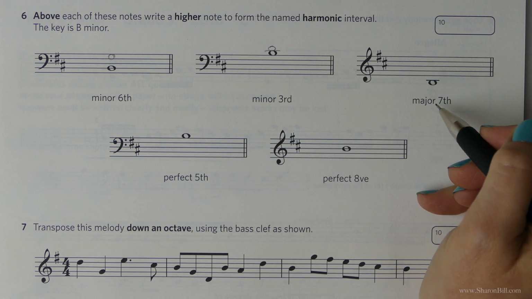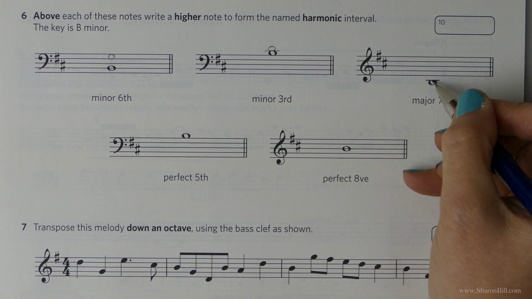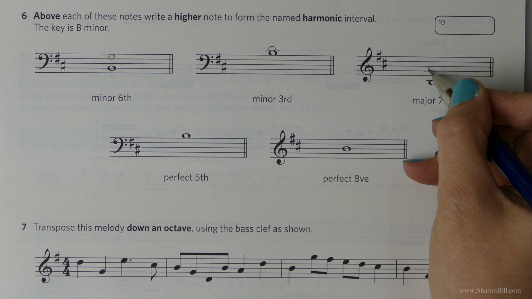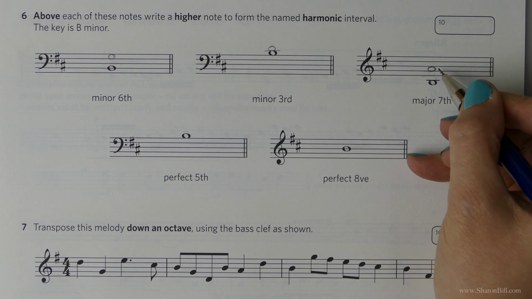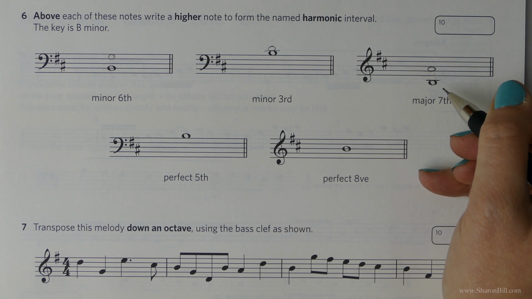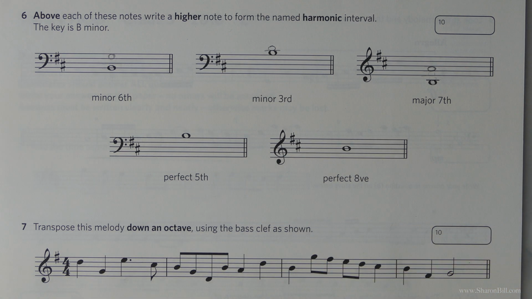Now we need to create a major seventh. We're in the treble clef now. So we'll count up 7. So 1, 2, 3, 4, 5, 6, 7 takes us to A. That makes sense. It's one less than the B octave higher. So already that's half mark sorted straight away. We've got the seventh. Now we need to make sure it's a major seventh.